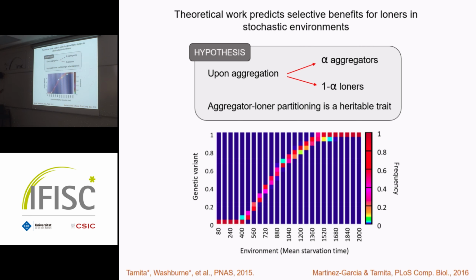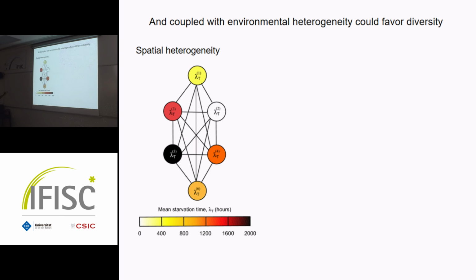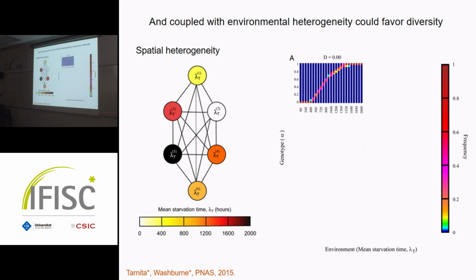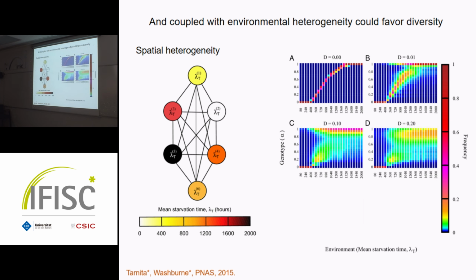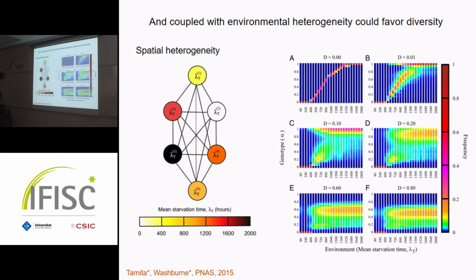So, at least theoretically, we predict that there are some selective benefits for these cells that don't aggregate. These models are telling us that in given environmental conditions, this non-aggregated phase can be selected against the aggregated phase. And in addition, if we couple this simple model to environmental heterogeneity, running it in a network of patches with different environmental conditions coupled through dispersal, we observe that as dispersal increases, the diversity of strains coexisting increases as well. The fact that different patches select for one single genetic variant and then dispersal mixes these patches increases the diversity in the system.